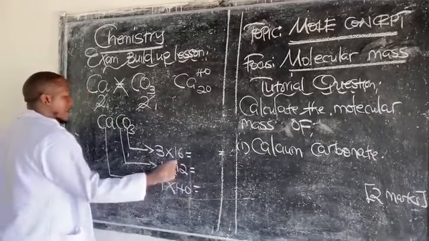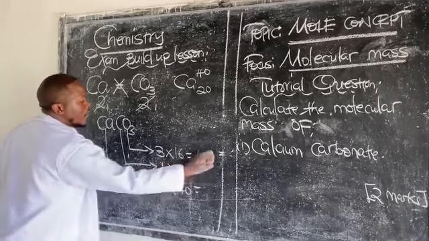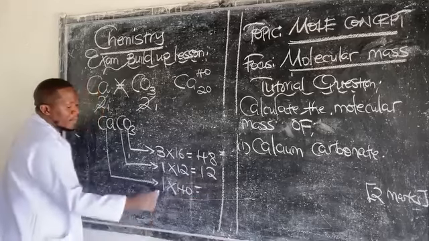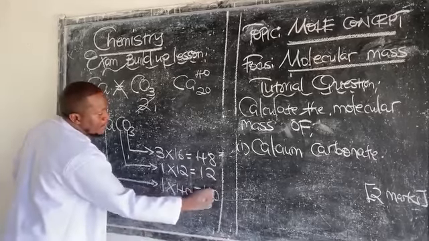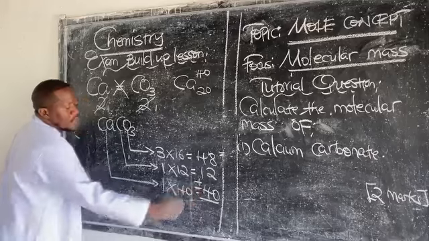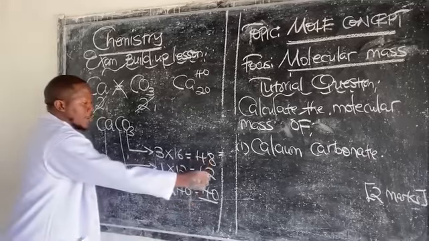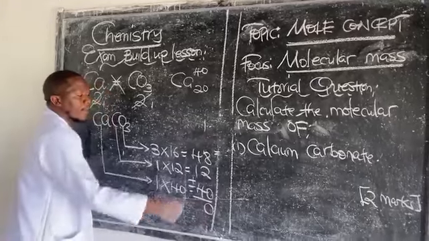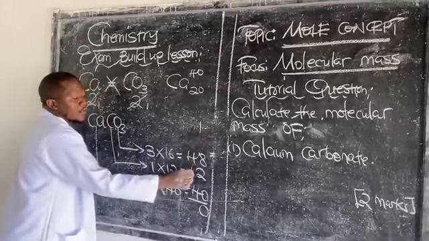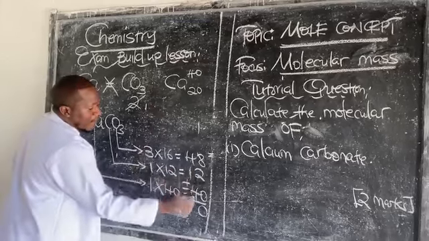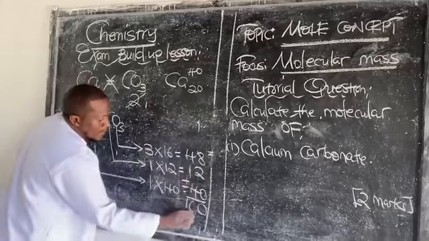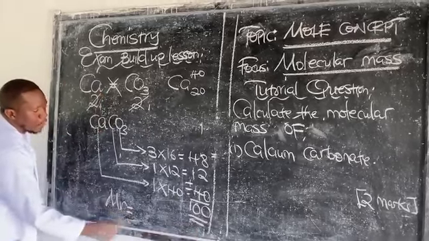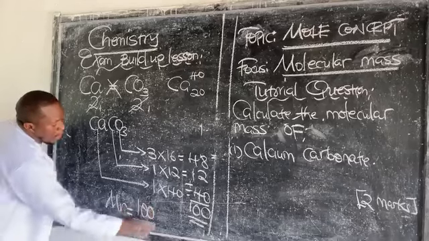So 3 times 16, we're going to get 48. 1 times 12 is going to give us 12. 1 times 40 is going to give us 40. At that stage, we're going to add: 8 plus 2, it's a 10. 10 plus 0, it's still a 10. 0, carry 1. 4 plus 1 is going to be a 5. Then 5 plus 4 is a 9, plus 1 makes 100. So the molecular mass for calcium carbonate is going to be 100.